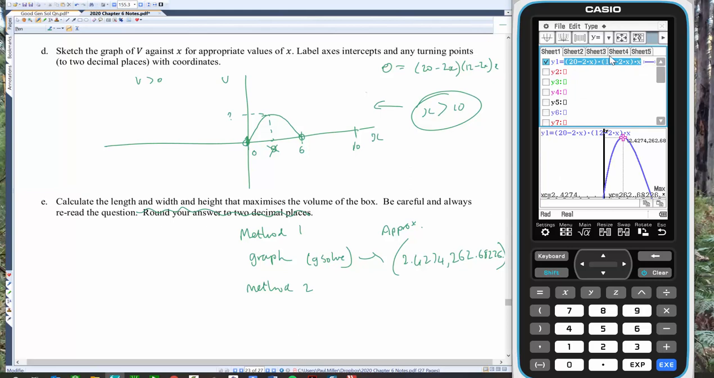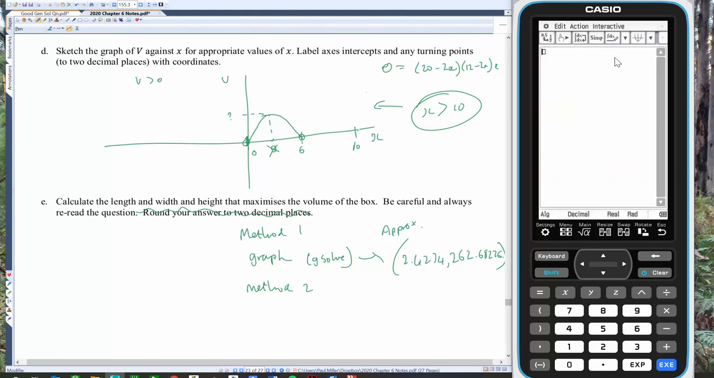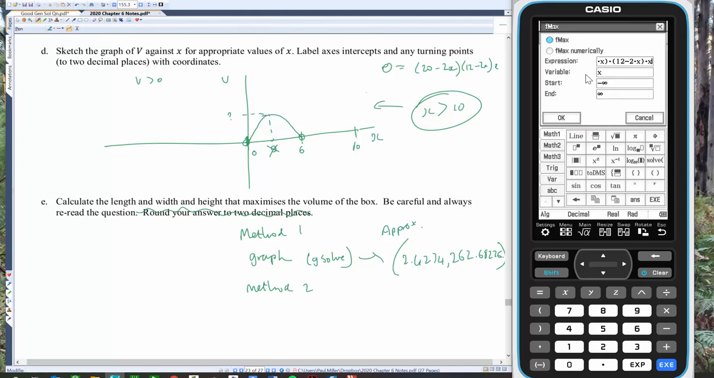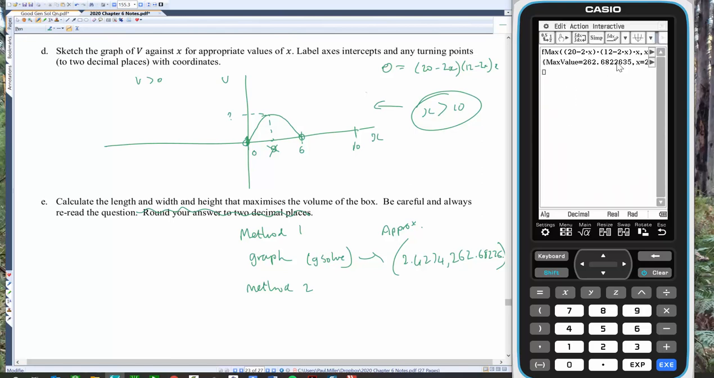What I'm going to do is take a copy of the function, edit and copy, and go into my main screen. Now we're going to use interactive calculation and we want fmax. Okay, that's function max. All right, so you put your function in there where it says expression. The variable is x in this case, and you tell it where to go hunting for the maximum, which in this case is between 0 to 6. Gave us the same thing, but watch this. If I go into standard mode and re-ask the question, it actually gives me the exact value. So the method here is fmax through interactive.